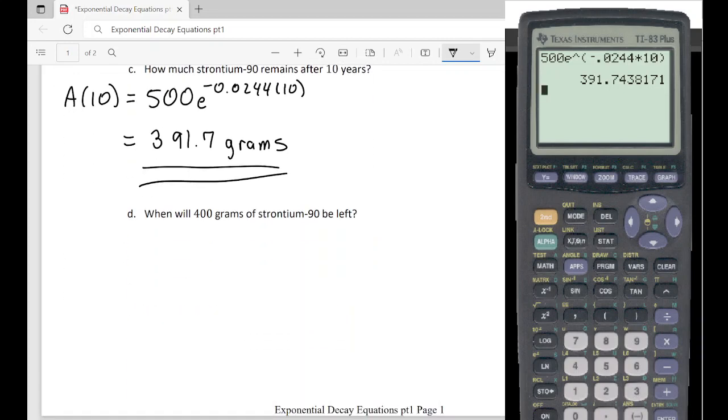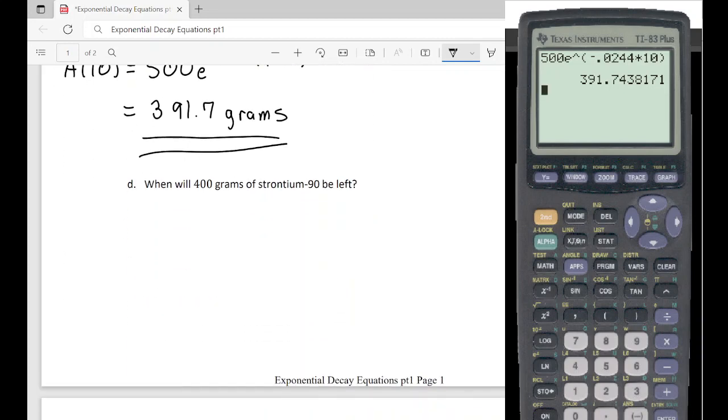Now, when will there be 400 grams? Well, I need to know the time, t, so 400 must represent the amount. So I'm going to set 400 equal to my function. So 400 equals 500e^(-0.0244t). Now solve for t.